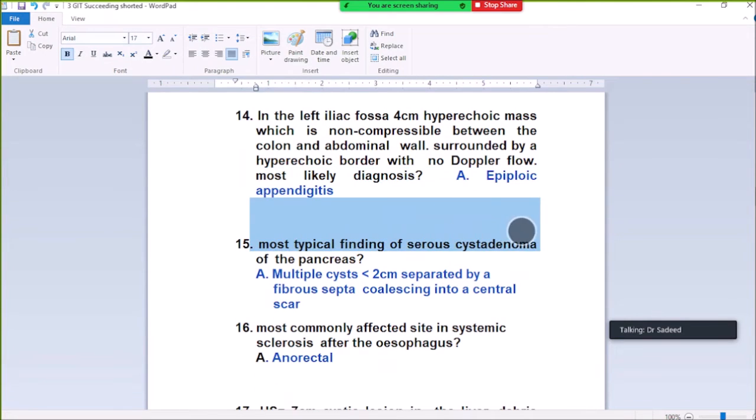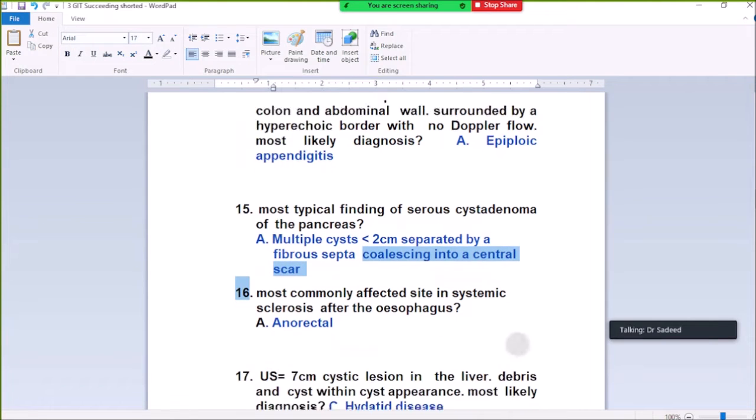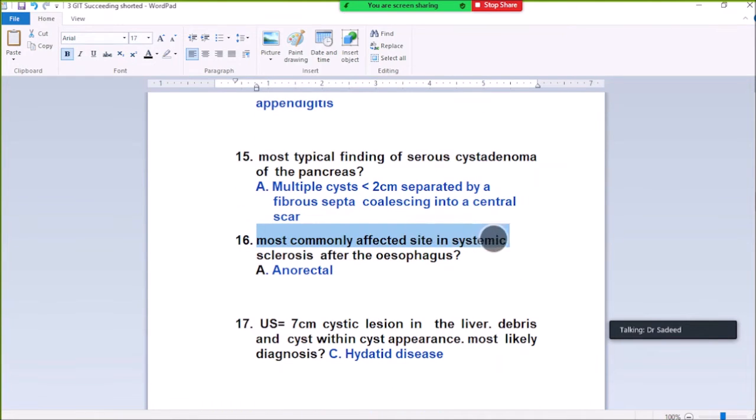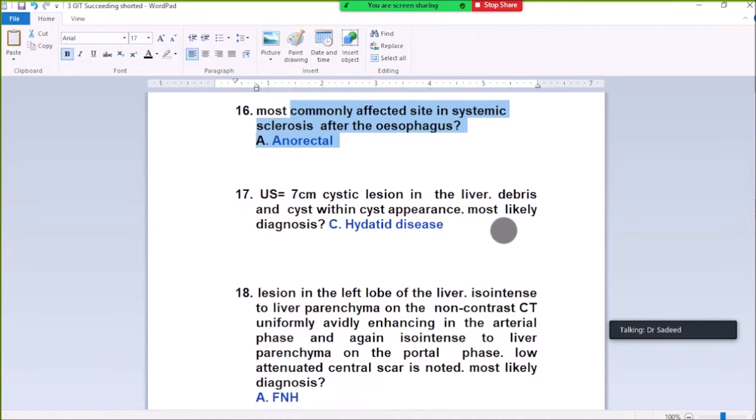15. Most typical finding of serous cystadenoma of the pancreas is multiple cysts less than 2 cm separated by fibrous septa coalescing into a central scar. Serous cystadenoma shows multiple small cysts less than 2 cm and having a central scar. 16. Most commonly affected site in systemic sclerosis after the esophagus and rectum.